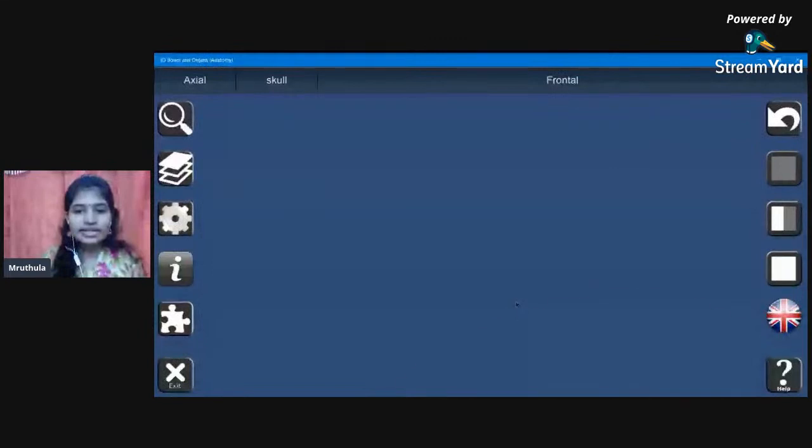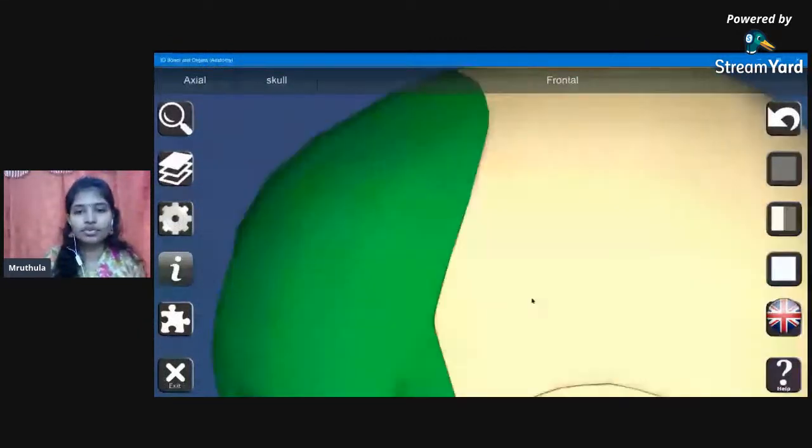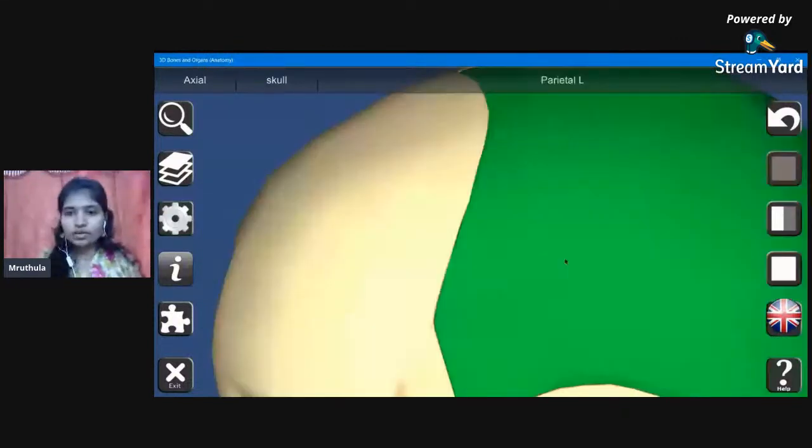Now let us have a look at some parts of the ethmoid bone, because I think most of you do not know what exactly is the ethmoid bone. I'll just show the structures and parts of it. Okay, so for that I need to remove the parietal bone. Okay, parietal bone is this part of the skull.